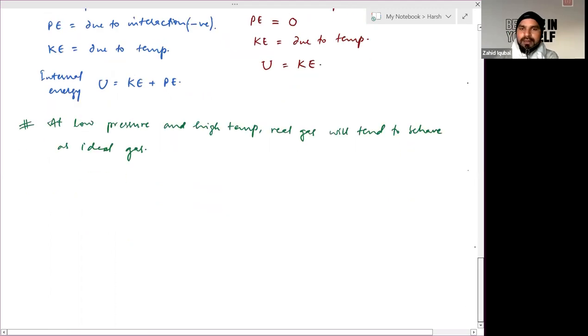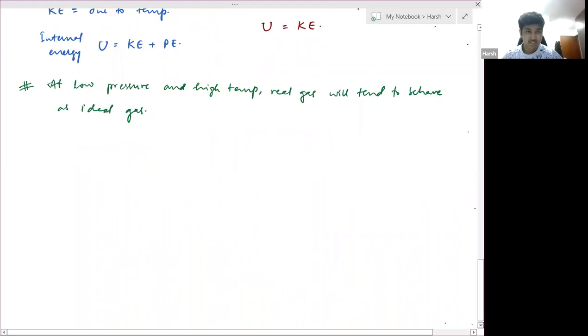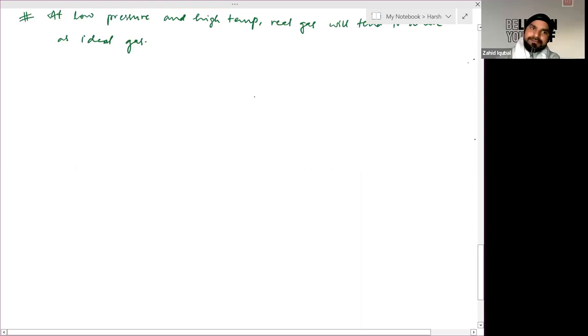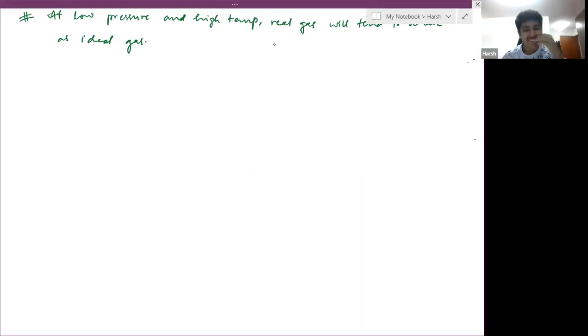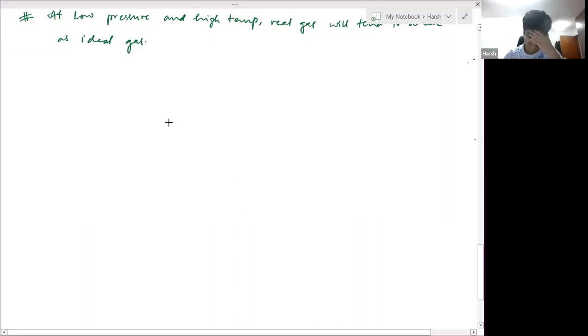Now, from this part, you will be asked, suppose we have three states of matter, solid, liquid, and gas. In which case do you think we'll have maximum internal energy? Gas. Why? Is it correct? Yeah, it's correct. So I don't know the reason.